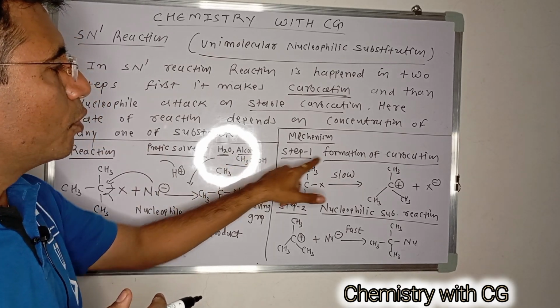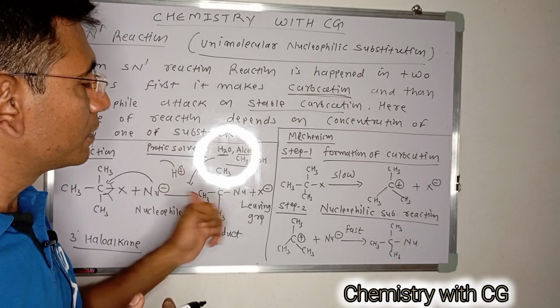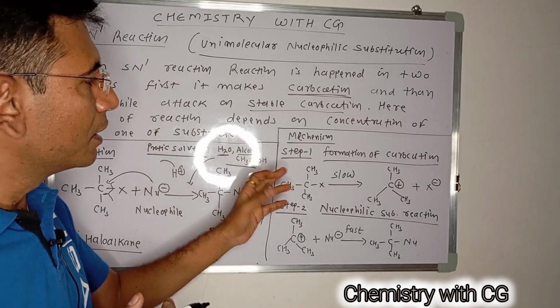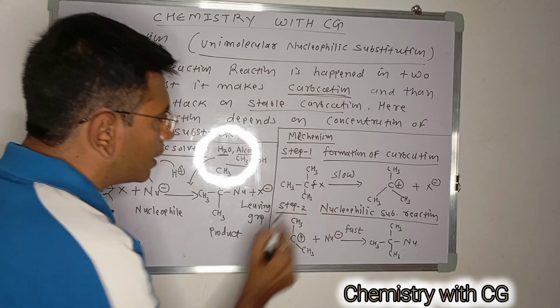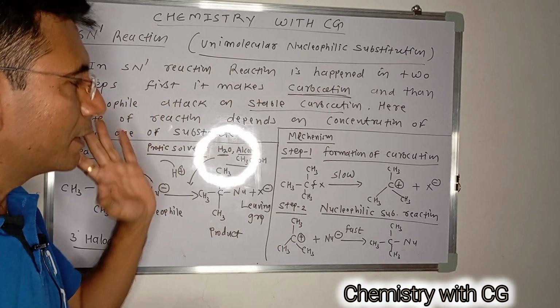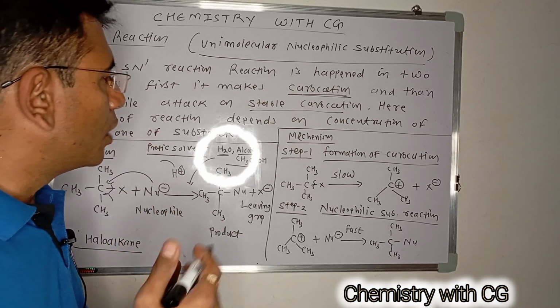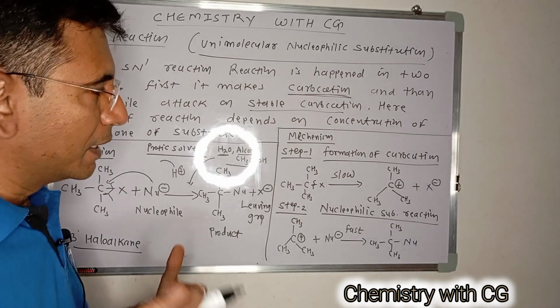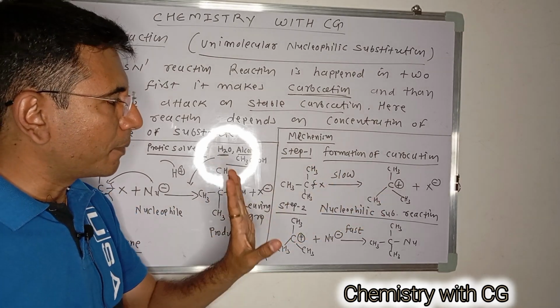So step 1 is called the formation of carbocation. In this step we just form the carbocation. First we have tertiary haloalkane, and this tertiary haloalkane breaks the bond between carbon and halogen in the presence of protic solvent like H2O, alcohol, or acetic acid. I repeat all three names one by one: H2O, alcohol, acetic acid. Remember that. MCQs also come on which is the slow step, and first it forms the carbocation here.